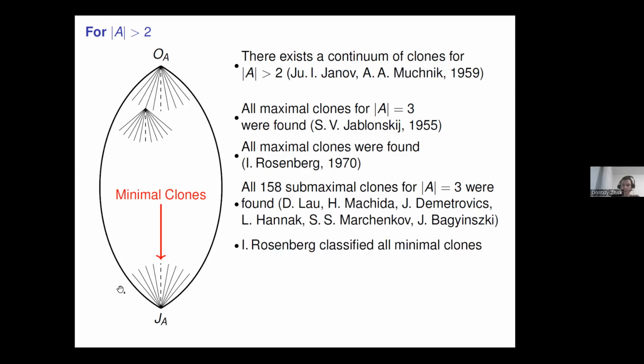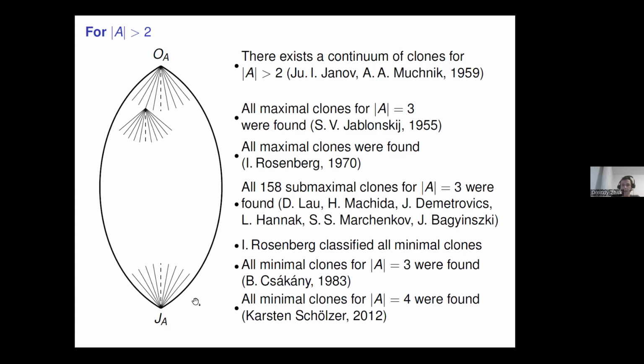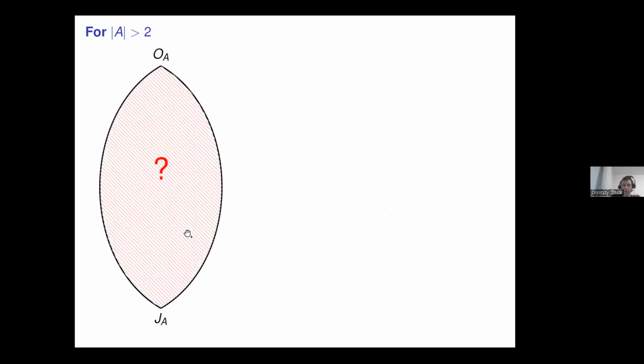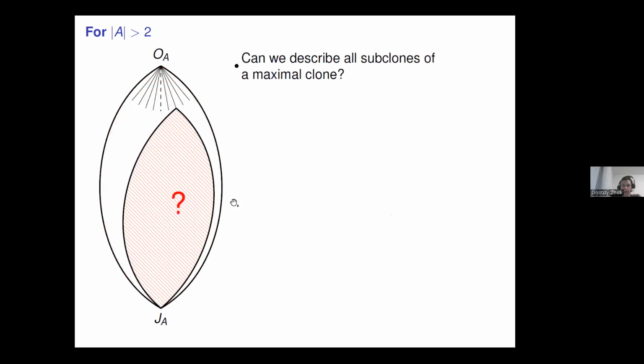Then all minimal clones were classified by Eva Rosenberg, and on 3 and 4-element domains, we even know, and these results were obtained using a computer, we even know all minimal clones. So we know something. But can we actually describe everything or a significant part of this in the same way as we did for the Tollman domain? Can we obtain something similar to the Post lattice?